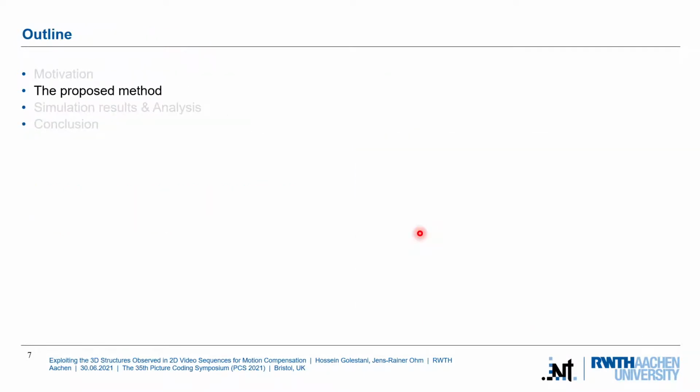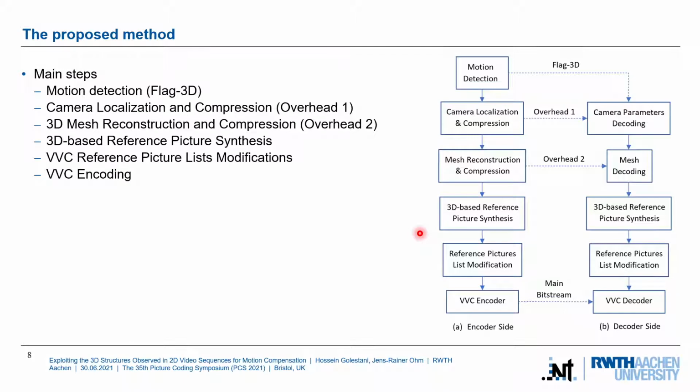Okay, let's see the proposed algorithm. Here is the simplified block diagram of the designed system. You can see the detailed block diagram in the paper. The left side is the encoder side and the right side is the decoder side. The dashed lines represent the data needed to be transmitted from the encoder to the decoder.